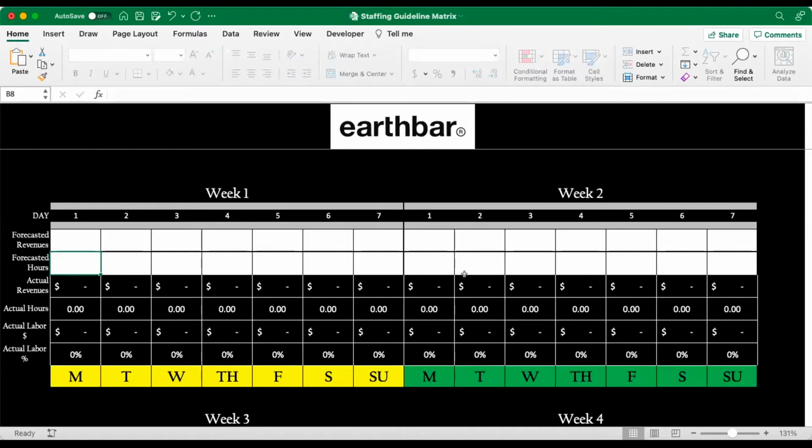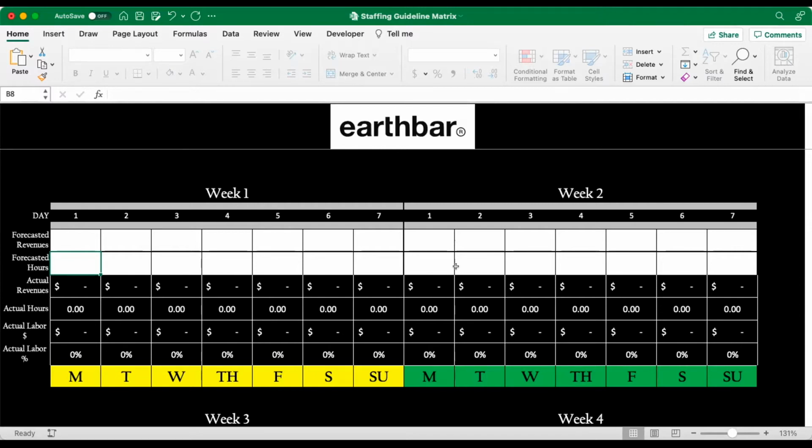Okay, fantastic. So we're calling this the staffing guidance matrix. Now there are two schools of thought for how you can use this document. You can use it for forecasting. You can use it for a daily check-in to see where you are as far as labor goes. And at the end of the period, you can see how many dollars and how many hours you have spent throughout the entire time.